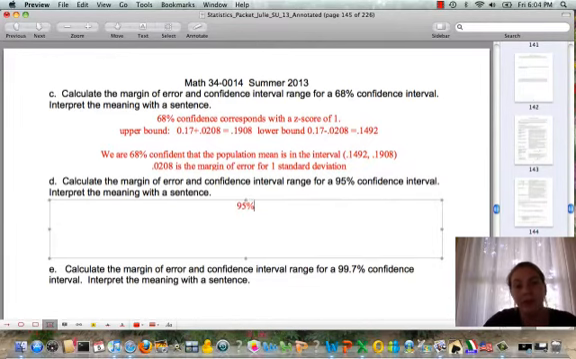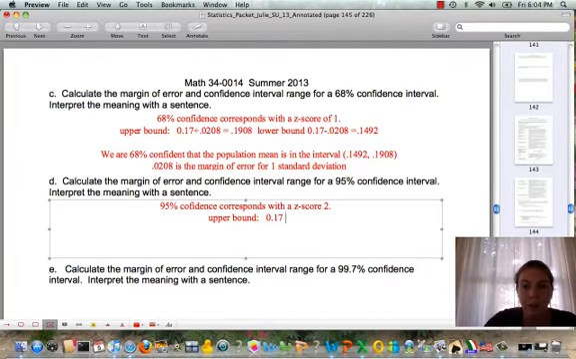Okay, so 95% confidence corresponds with a z-score of 2. So our upper bound here is going to be 0.17 plus 2 times 0.0208. And when we total that up, we get 0.2116. So that's our upper bound. Our lower bound is going to be the same calculation except with subtraction, because we're going below to the other side of the mean.